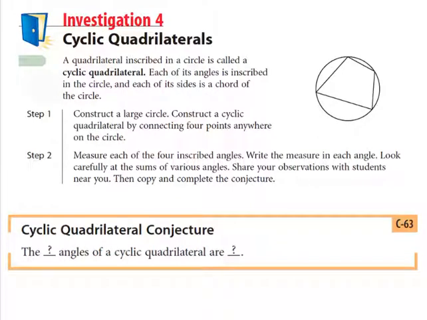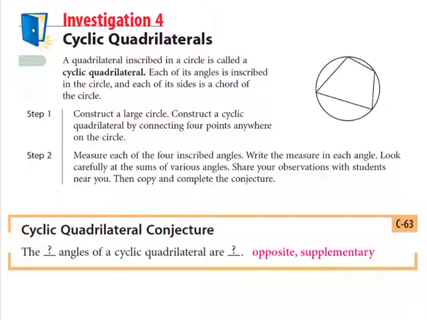Okay, the cyclic quadrilateral conjecture. The opposite angles of a cyclic quadrilateral are supplementary. Now, where they get the word cyclic, it basically means a quadrilateral that is inside a circle. So when you see cyclic quadrilateral, that means a quadrilateral that sits inside a circle. And the nice thing about the opposite ones is they're supplementary. And that should make sense because it's going to be 360, the total measure, and half of 360 is 180.